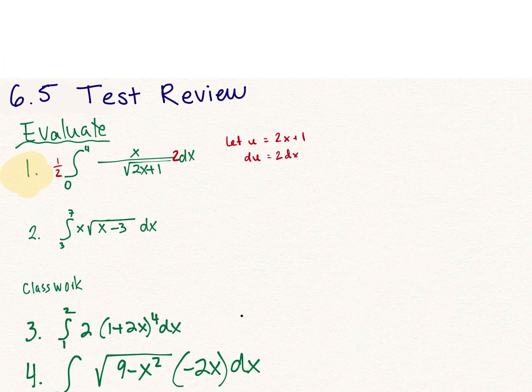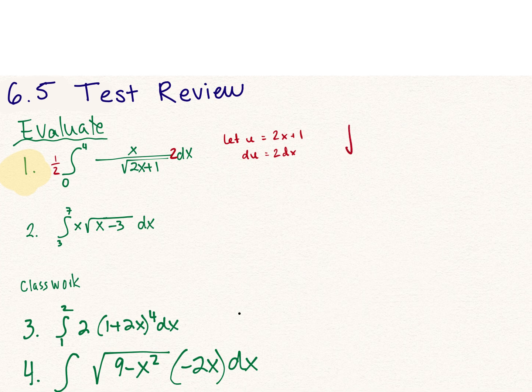So now when we use substitution, I have 1/2 on the outside, and then x over the square root of u, which I'll call u to the 1/2 power, du. I can't take the antiderivative when I have an x and a u, so what would I need to do to switch that x to be a u?